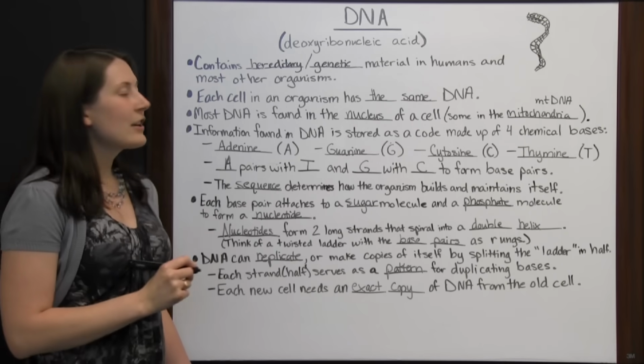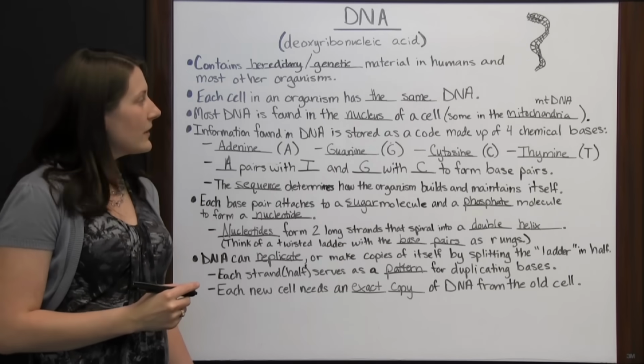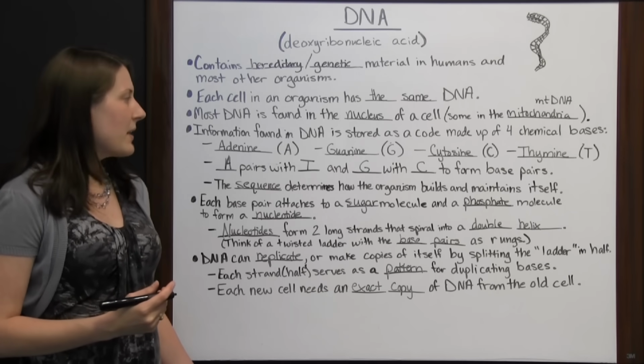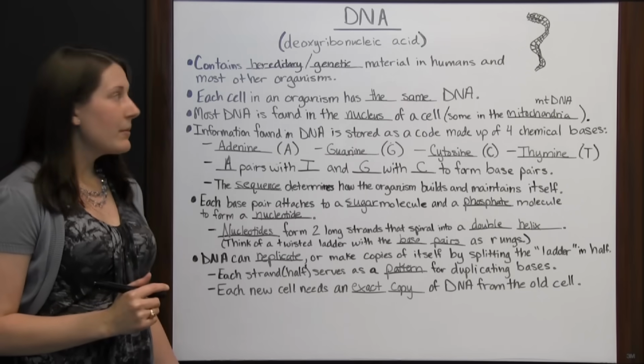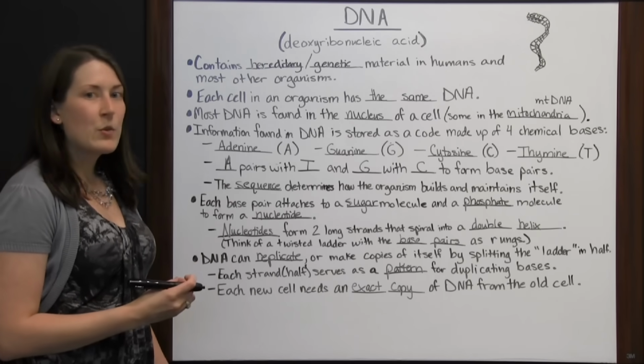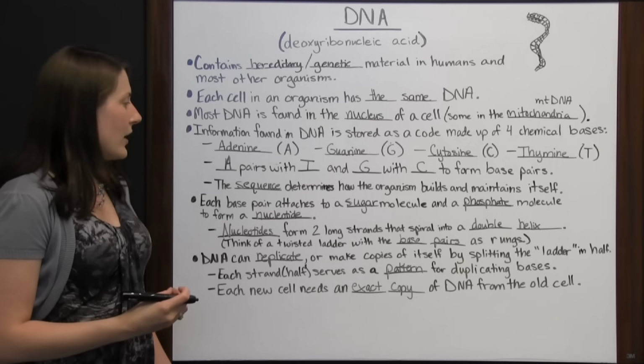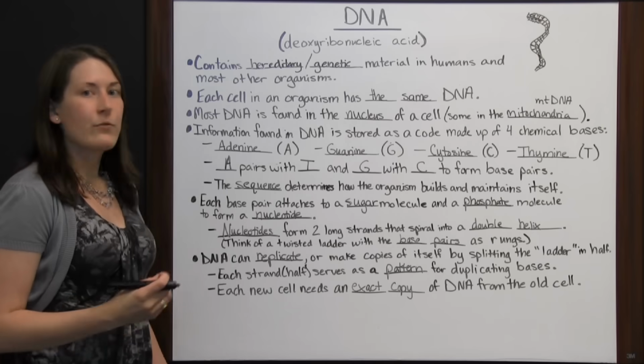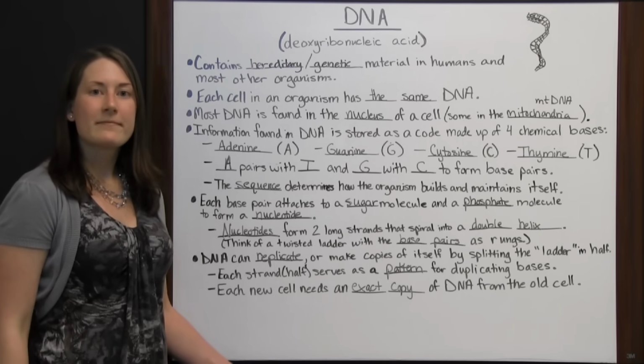DNA is the hereditary or genetic material that is usually found in the nucleus, sometimes in the mitochondria. The most important thing to remember is that it's where all the genetic material is going to be found. It's a big identifier for a cell or for an organism.